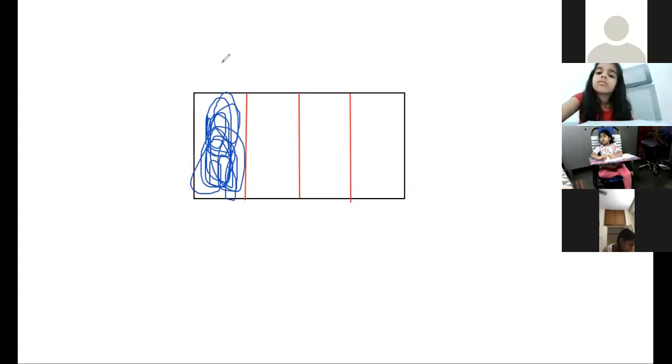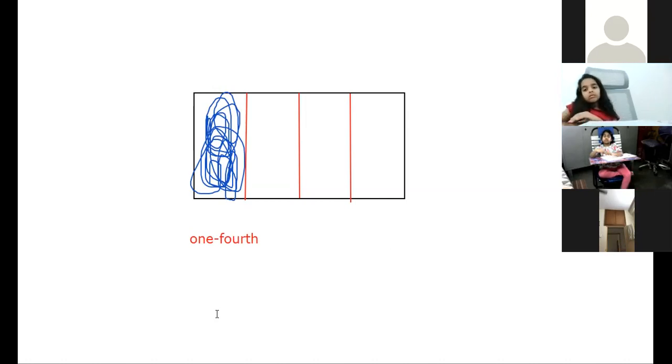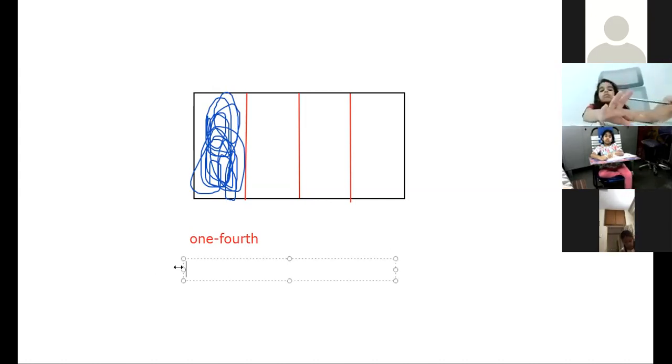What will I write here, if I want to tell the fraction for this shaded part, only 1 part is shaded? I can say 1, because one part is shaded, I'll write here 1. And total how many parts are there, children? 4 parts are there. So I will write here F-O-U-R-T-H, fourth. I will not write here 4, I will write fourth. So the fraction for the shaded part will be 1/4.